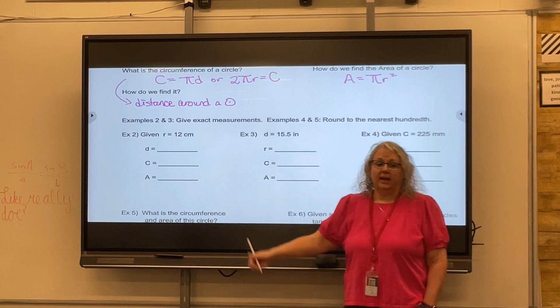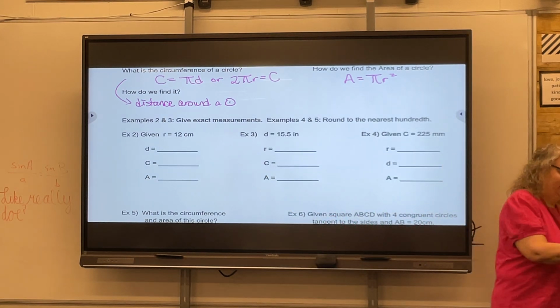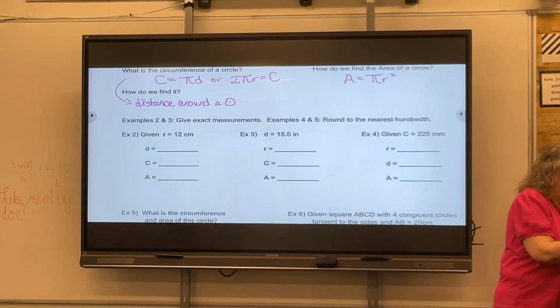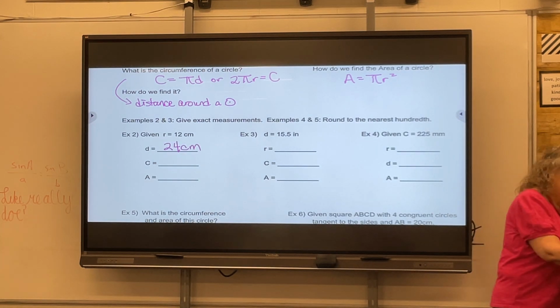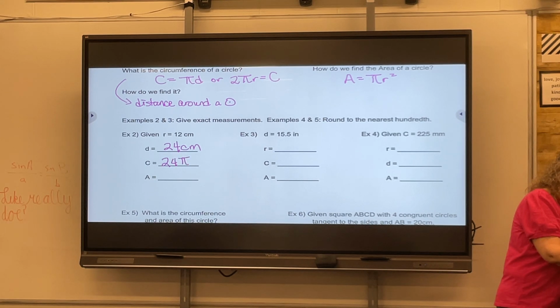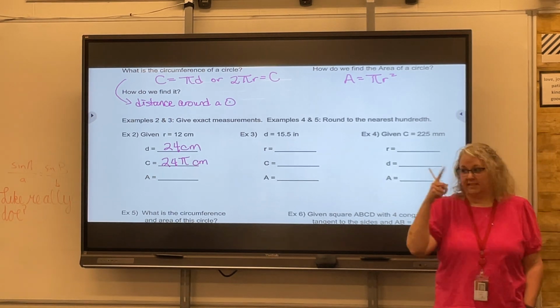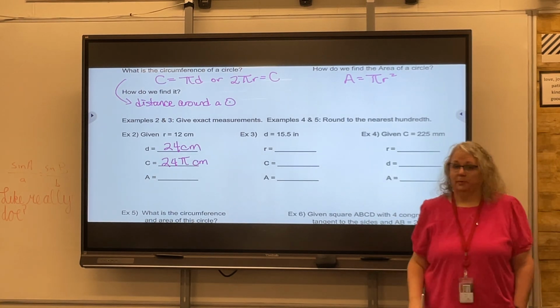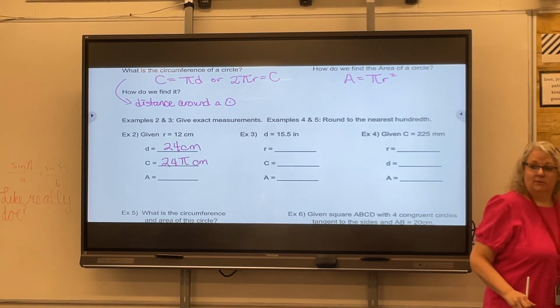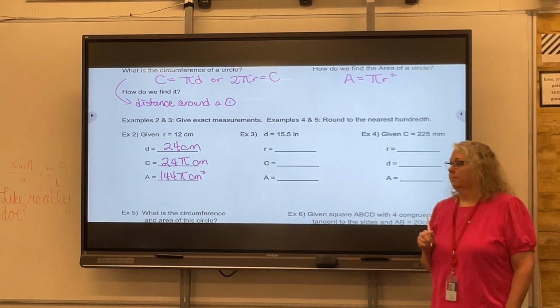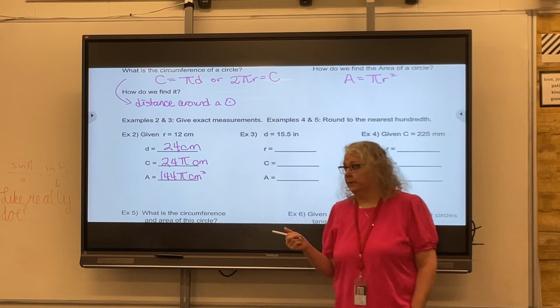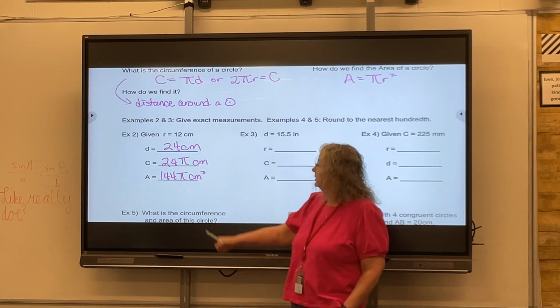So, if the radius is 12 centimeters, what's the diameter? 24 centimeters. What would the circumference be? 24 pi centimeters. It's just distance, so it's not squared. Area would be 144 pi centimeters squared. Area is pi r squared. Circumference is just 24 times pi.